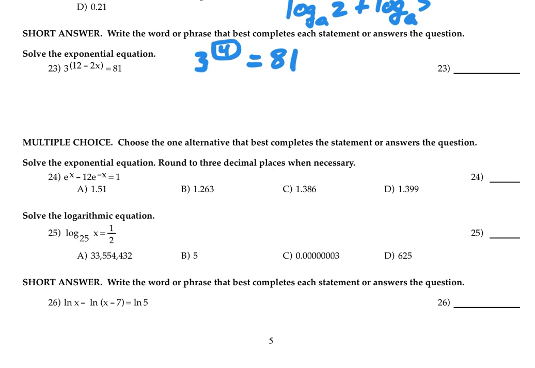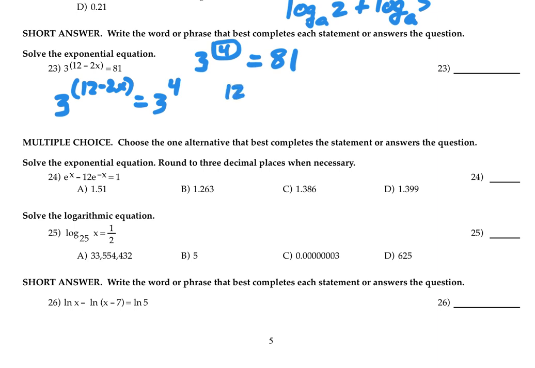And so what they're saying is 3 raised to the 12 minus 2x equals 3 to the 4th, because 81 is really 3 to the 4th. The reason this makes it a whole lot easier is because as long as these two are the same bases, which they are, then what would I do with my two exponents? Just set them equal.